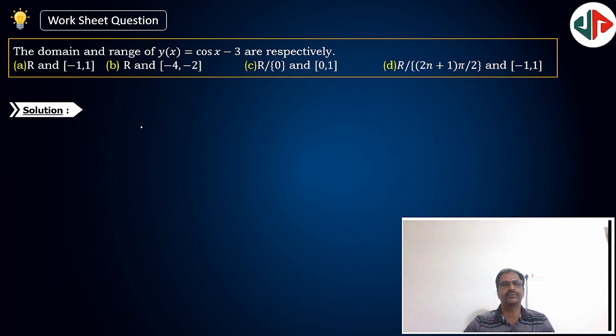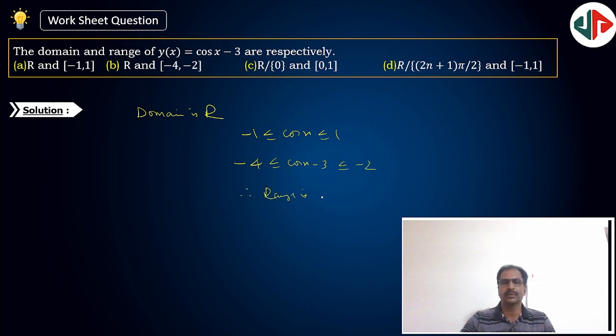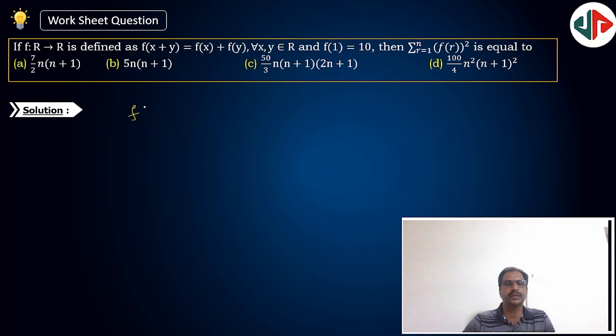Next, the domain and range of cos x minus 3. Cos x is defined for all real values of x. So domain is R. And what is the range of cos x? Cos x range is minus 1 to 1. Subtract 3. Therefore range is minus 4 to minus 2. Close it. So domain is all real values. Range is minus 4 to minus 2. Option B is correct.